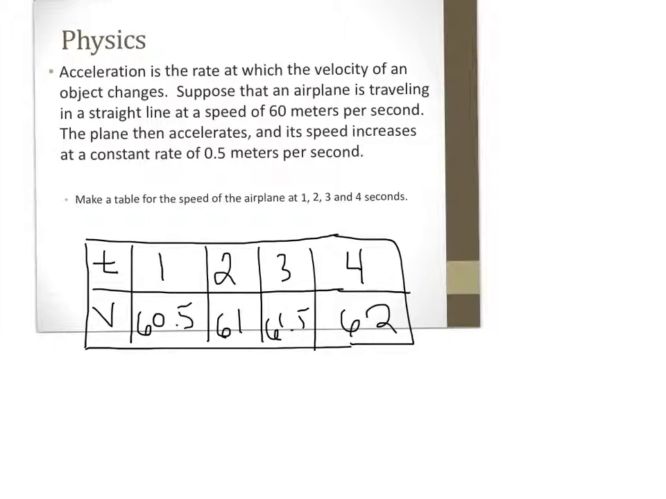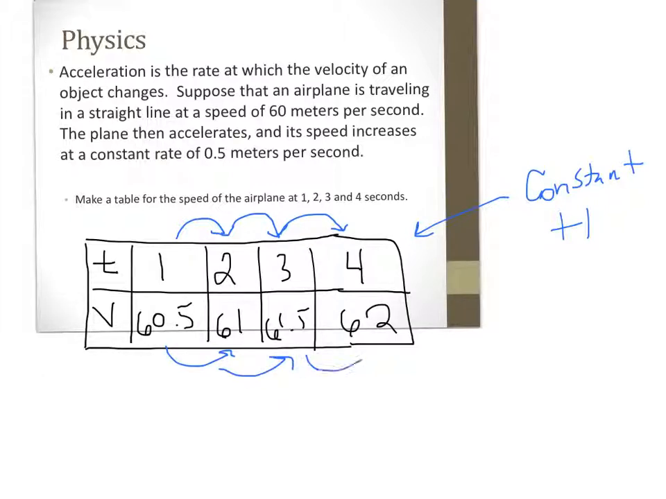And one thing that we can look at here is the fact that as my time changes, it changes at a constant of +1. This changes at a constant of 0.5. Okay, so what we're seeing here is a constant rate of change between our x's and our y's. And what that tells us is we're dealing with a linear relationship.